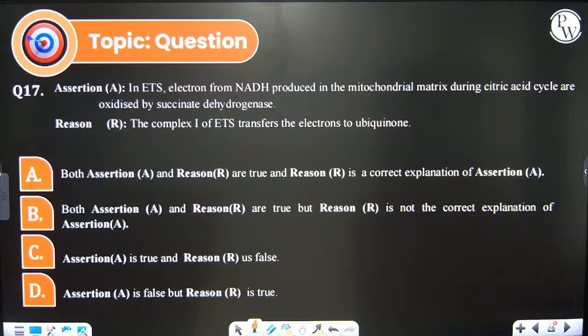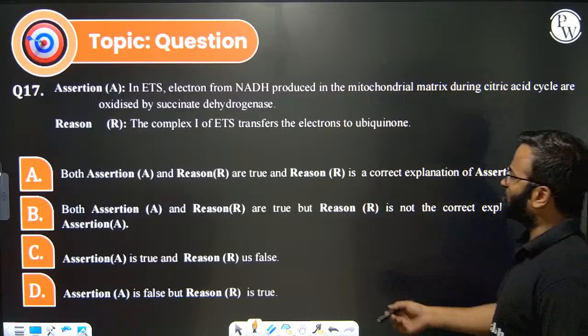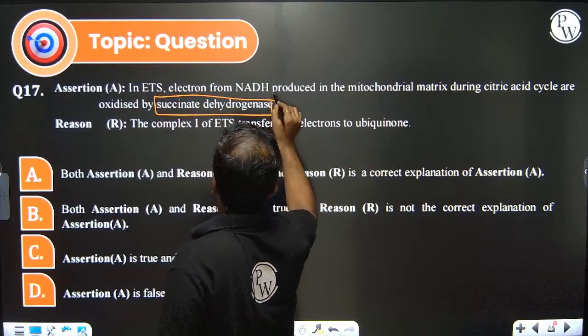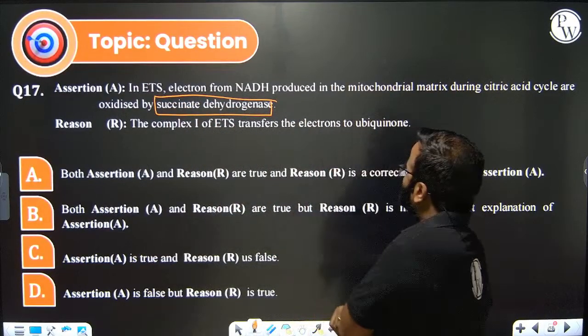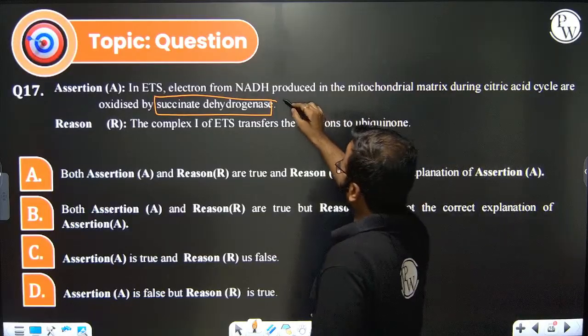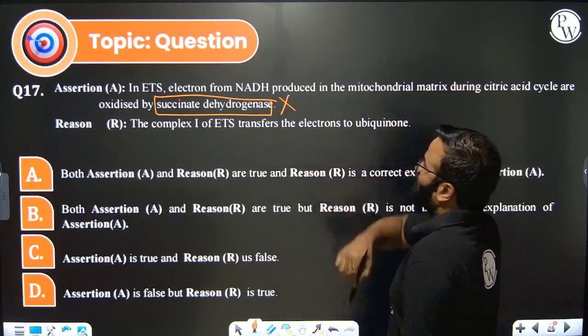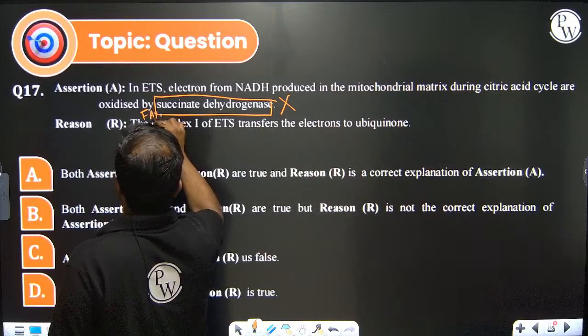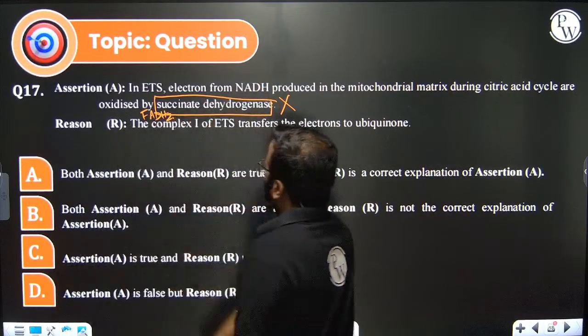Next question: in ETS, NADH produced in the mitochondrial matrix during the citric acid cycle is oxidized by succinate dehydrogenase. No, succinate dehydrogenase is our flavin one. So NADH is oxidized by the NADH dehydrogenase complex. So which is false? Succinate dehydrogenase is for our FADH2, not for NADH.